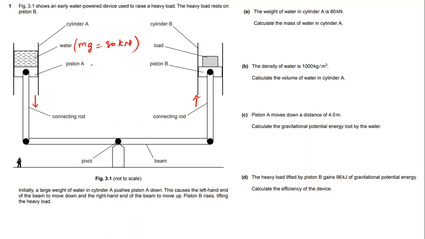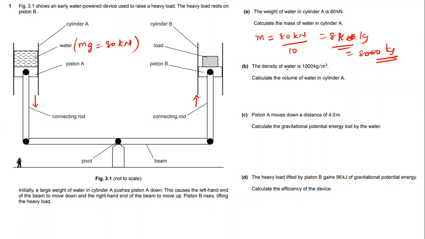Calculate the mass of water in cylinder A. What is the mass of the water here? How do we do it? It's the weight divided by 10. So 80 kilonewtons divided by g, since mg is equal to the weight, should be equal to 8,000 kg, because k stands for 1,000. So 8,000 kg.